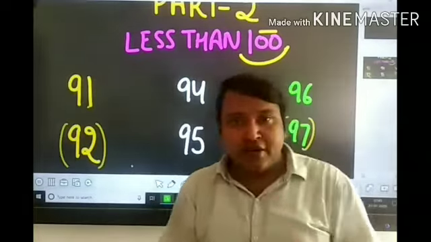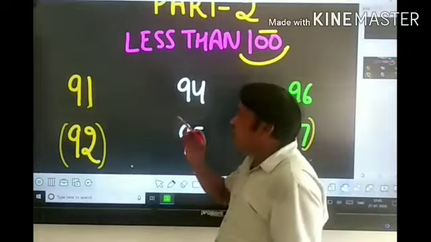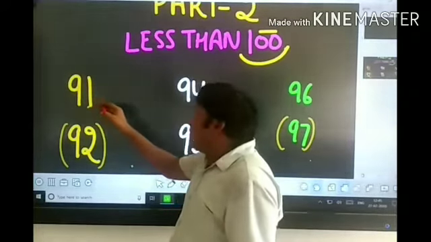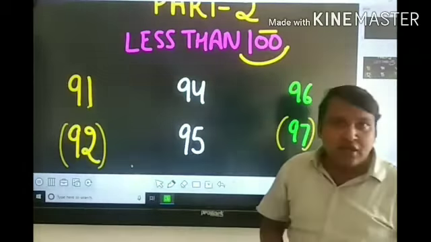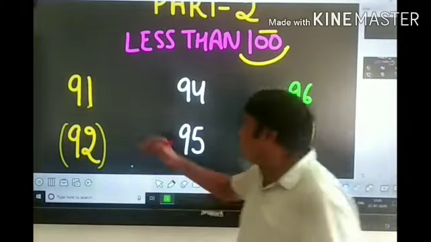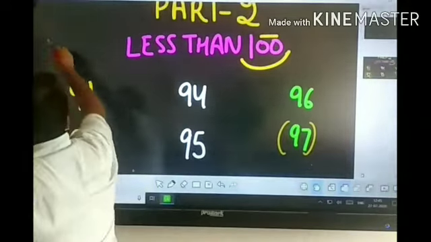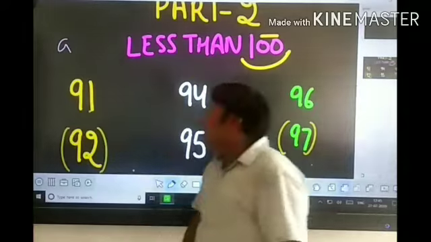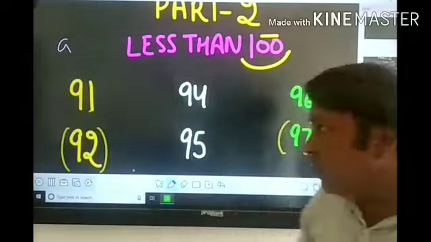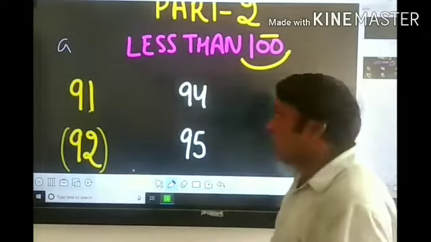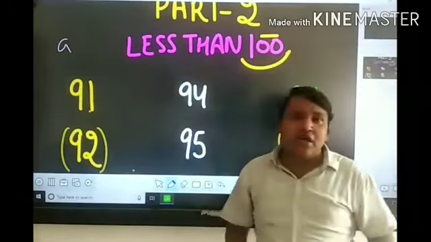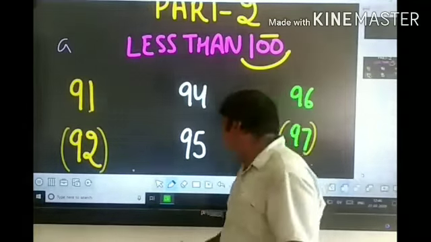Now, here you have to see the number that is given for squaring, just like 91. You see 91 is how much less than 100? It is 9 less than 100. Okay. Now this 9 is your key factor. You will have to multiply 9 with 9, and also you have to subtract this 9 from the given number. Now this was a particular case.